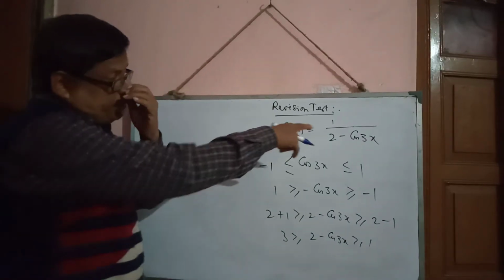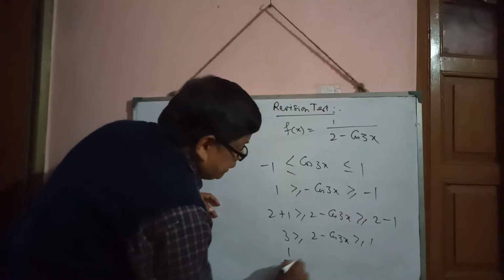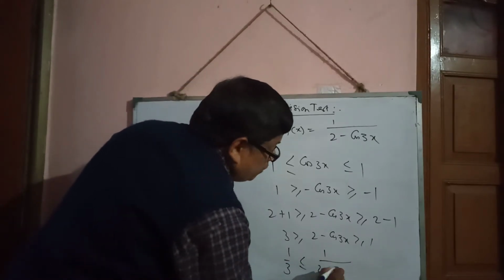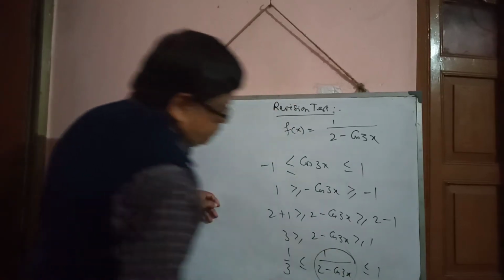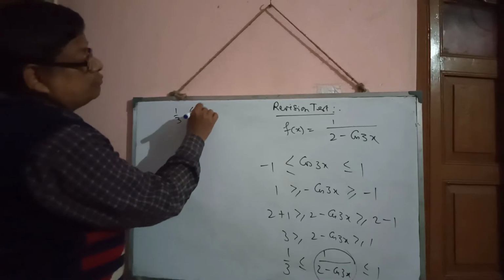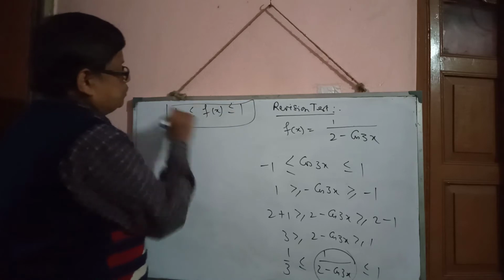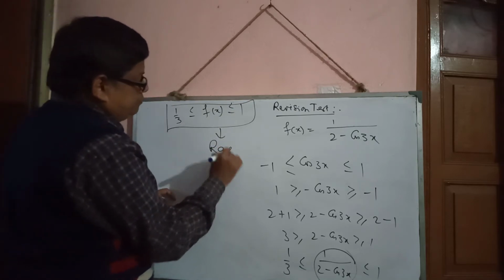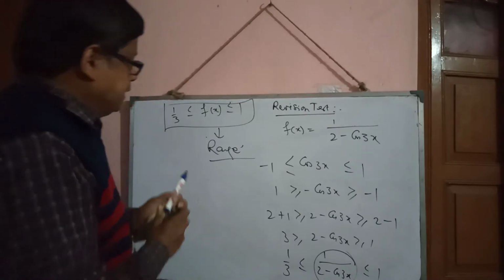Okay, the reciprocal of 2 minus cos 3x is given, so write 1/3, and the inequality interchanges: 1 by (2 minus cos 3x) is less than or equal to 1. This is the function f(x). So 1/3 is less than or equal to f(x), which is less than or equal to 1. This is the range of the function. Okay. Again, next one.